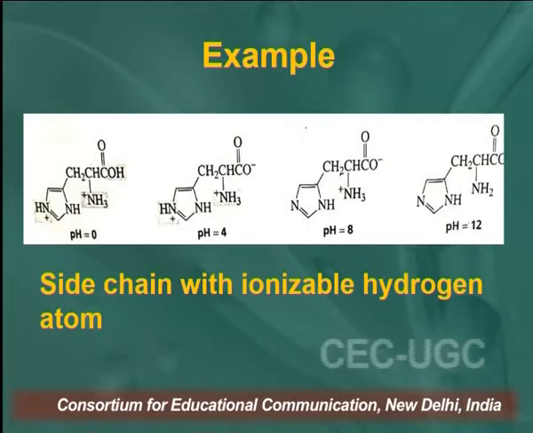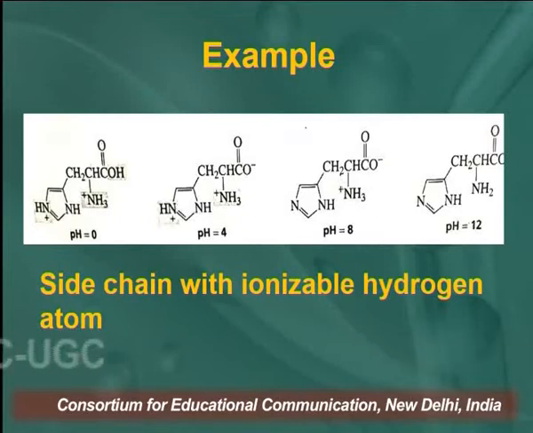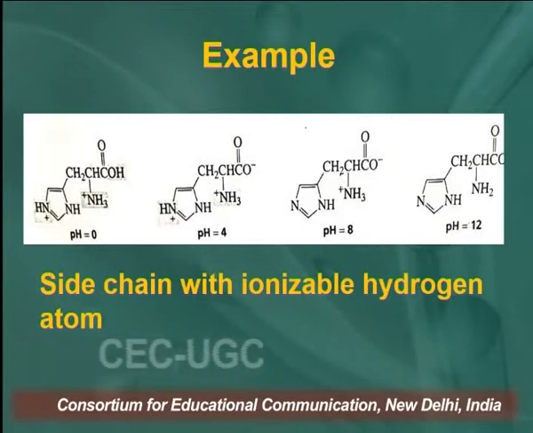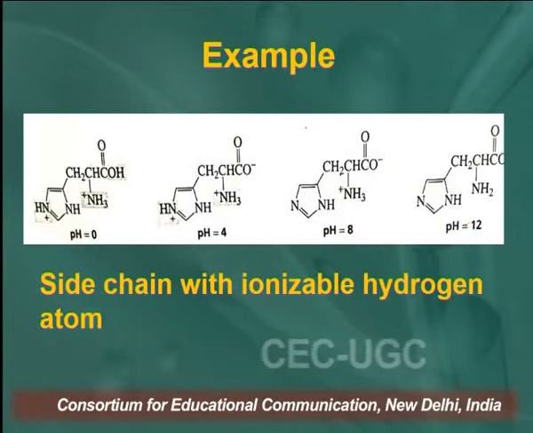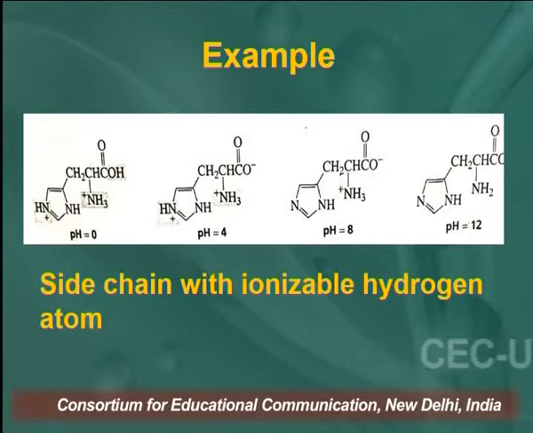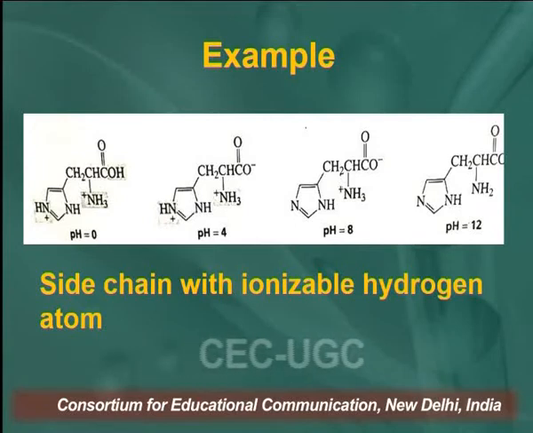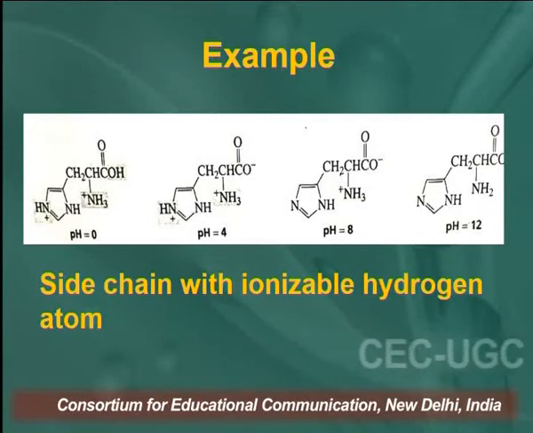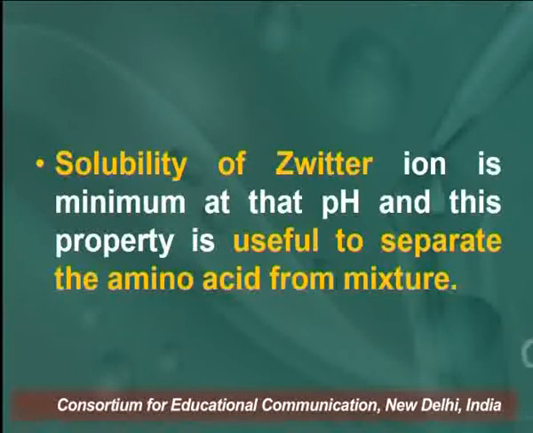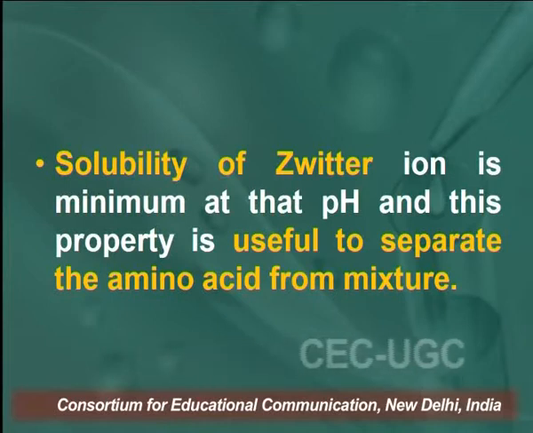So here the side chain has ionizable hydrogen. Where is the ionizable hydrogen you are looking at here? In the COOH group and the NH3 group. So histidine, or any amino acid having an ionizable side chain, can exist in more than 3 forms. The solubility of the Zwitter ion is minimum at that pH, and this property is useful to separate an amino acid from a mixture.